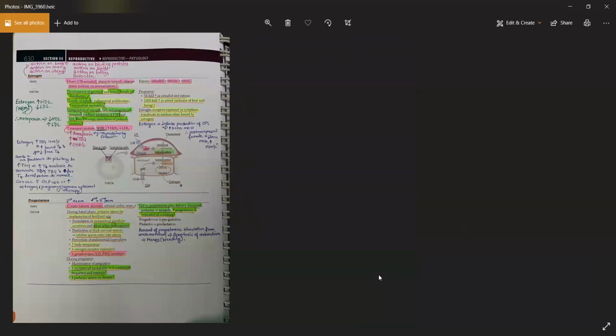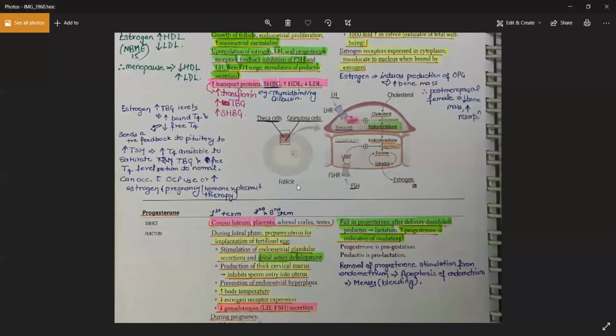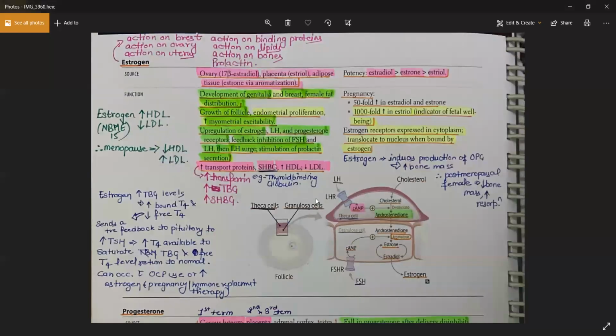So we have discussed all the male part, and now let's discuss the female part. In the female, just like the male where you have the Leydig cells and the Sertoli cells, in the female you have the theca cells and the granulosa cells. Just like the LH is acting on the Leydig cells in the male, the LH is acting on the theca cells in the female, and in the theca cells it is forming the androstenedione.